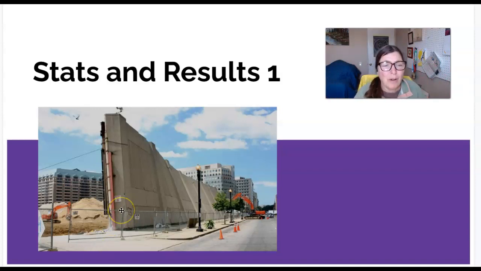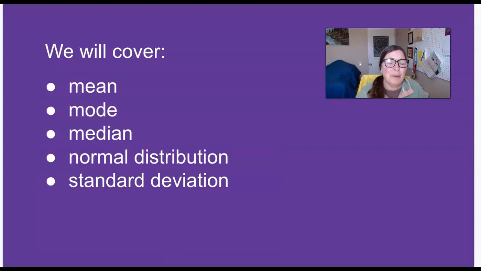This is a picture of a wall coming down on New York Avenue in Washington, D.C. In this video, we're going to go over these 5 things: mean, mode, median, normal distribution, and standard deviation. If you've already taken a stats course, this is probably a review for you, so you don't even need to watch the video. I am going to show how it applies to reading specific tables in primary research, but this may be stuff you already know.